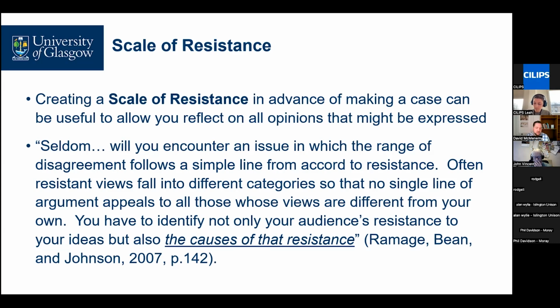Because they say, quote directly from the book, "Seldom will you encounter an issue in which the range of disagreement follows a simple line from accord to resistance. Often resistant views fall into different categories, so that no single line of argument appeals to all those whose views are different from your own. You have to identify not only your audience's resistance to your ideas, but also the causes of that resistance." And that's my highlight and underline, because I think that's important. So understanding why people are objecting and being able to deal with that's very important.